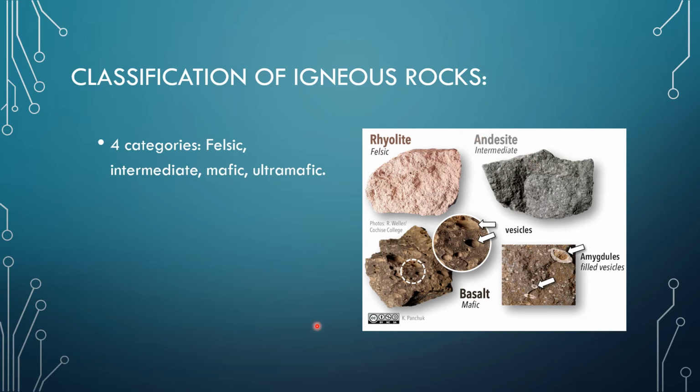Mafic is silica poor. This category has dark colored minerals and a few light minerals. Mafic rocks have less than 55% silicon dioxide. And ultramafic has greater than 80% iron-rich dark heavy minerals like olivine and pyroxene.